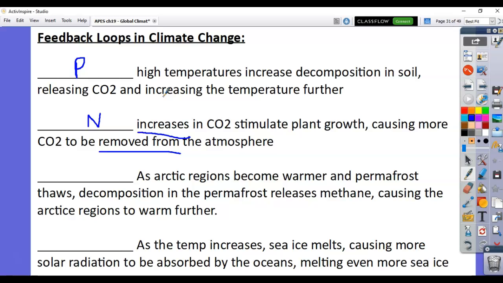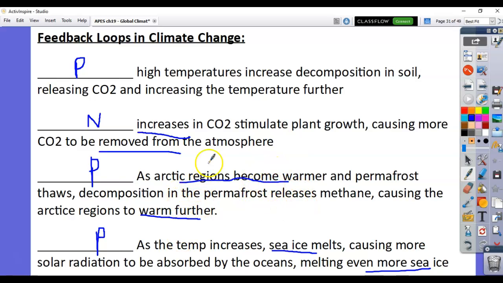As Arctic regions become warmer and permafrost thaws, decomposition releases methane, causing the Arctic regions to warm further. So in the beginning, what was happening? They became warmer. What was happening at the end? They became even warmer. So this would be positive. As the temperature increases, sea ice melts, causing more solar radiation to be absorbed by the oceans, melting even more sea ice. So in the beginning, what was happening? Sea ice melts. In the end, more sea ice melts. So this is positive.